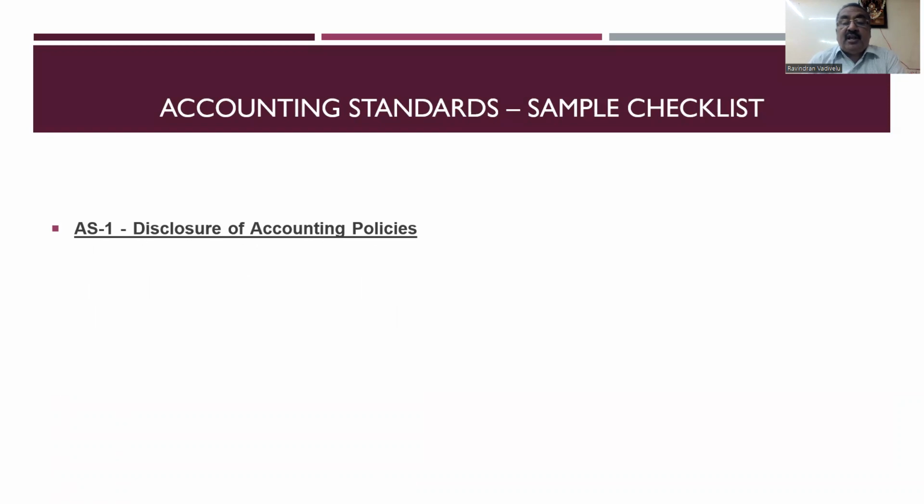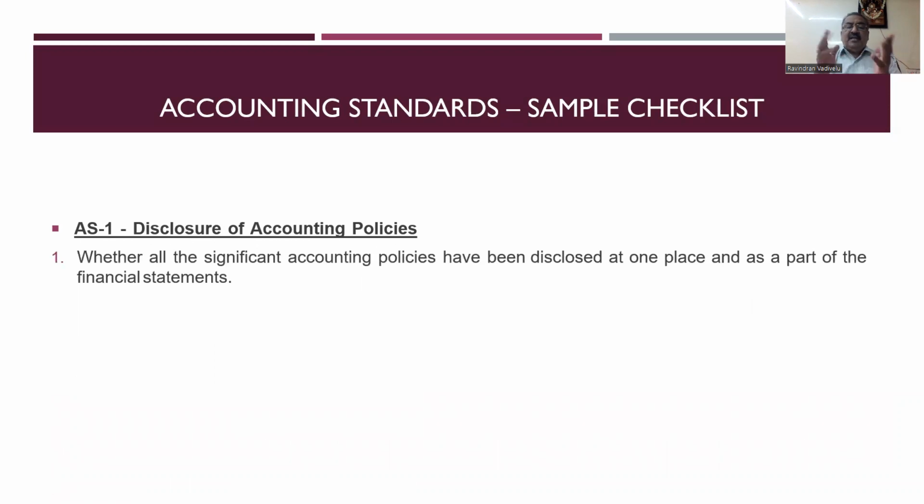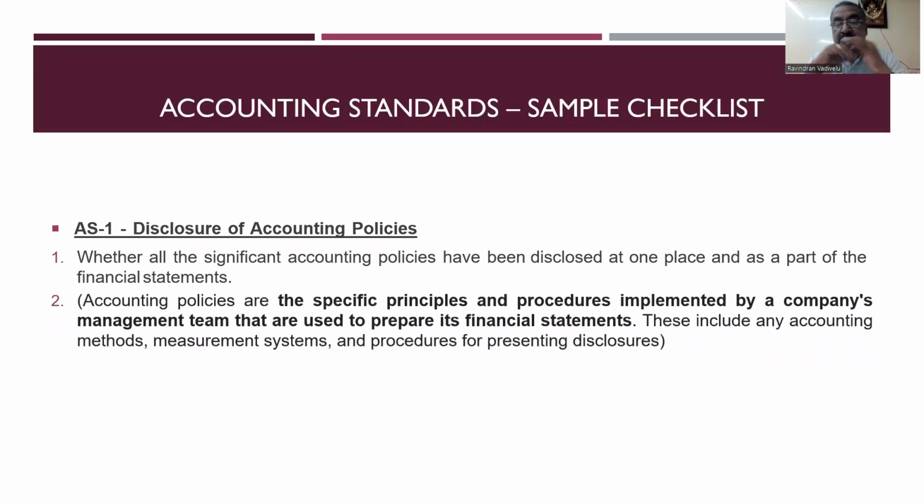AS1, that is disclosure of accounting policies, because a practice unit has to follow whether the company or client they followed the accounting principles correctly or not, whether all the significant accounting policies have been disclosed at one place and as a part of the financial statements. That means the practice unit has to see what accounting policies the company has followed, and what financial statements they prepared based on the accounting policies.